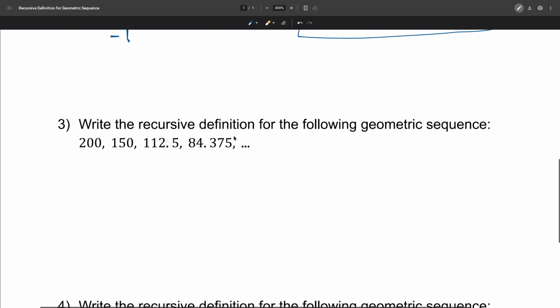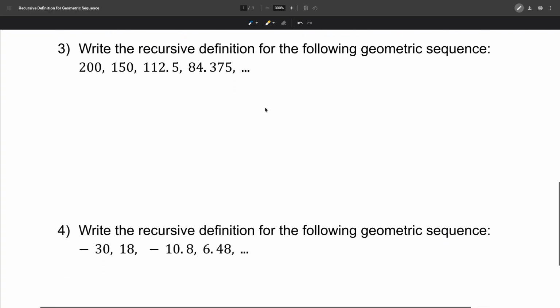All right, problem 3. Write the recursive definition for the following geometric sequence. We're going to figure out a common ratio r. Take the second term, 150, divide by the first term, 200, and we get 0.75.